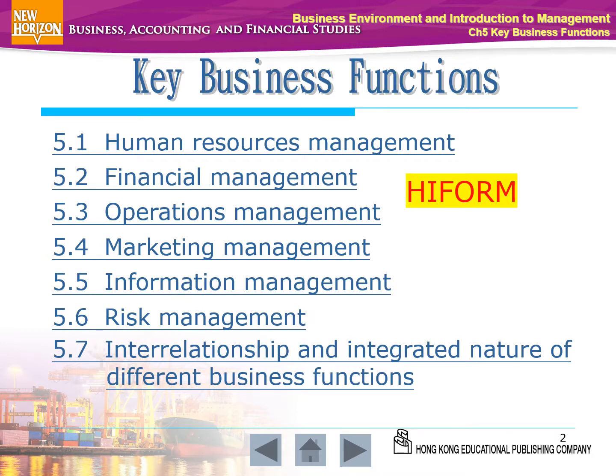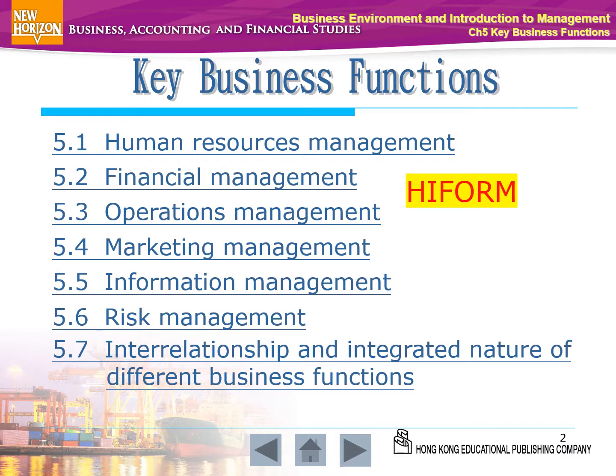H stands for Human Resources Management. I stands for Information Management. Okay, it is about 5.5 subtopic. F stands for 5.2 Financial Management. O stands for 5.3 Operations Management. R stands for 5.6 Risk Management. M stands for 5.4 Marketing Management. Okay, at last we'll come to 5.7.